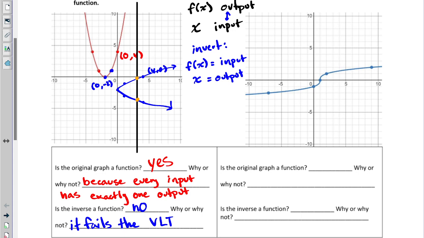All right, so let's do the same thing here. This one's graphed in blue, and we're going to invert it. And so we're going to use the same tactic. Currently, we have these points in their original form. We're going to swap x and y around.